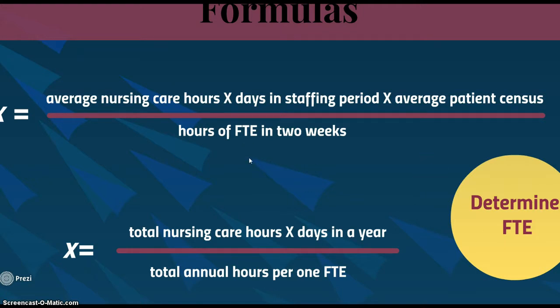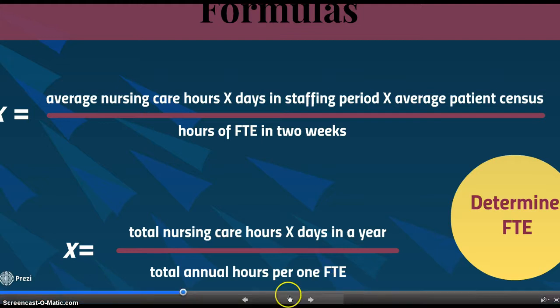So if you go back to what we looked at in the book, for average nursing care hours, for that particular equation, it was the 6.19, which is the 161 total patient care hours divided by 26, which is the patient census, to get the average nursing care hours. For total nursing care hours, you would use the 161 in that slot.